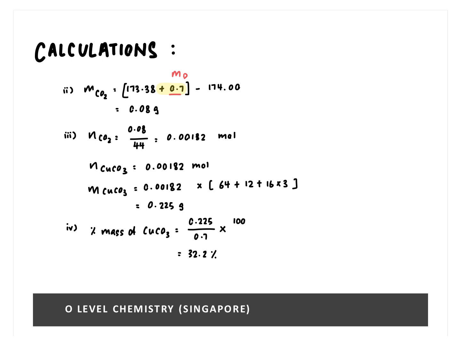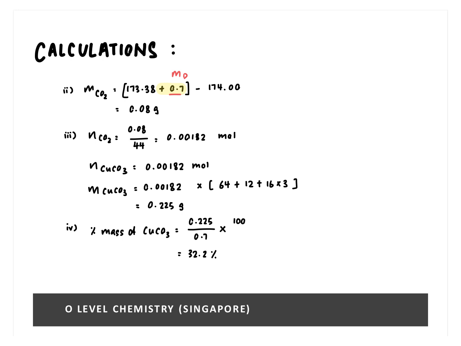So taking the initial mass minus the final mass, you will get the mass of carbon dioxide. The remaining calculations are very routine. You just need to find the number of moles of carbon dioxide. By comparing mole ratio, you will get the number of moles of copper(II) carbonate. Multiplying by the molar mass, you will get the mass. And then you just take the mass of copper carbonate divided by the mass of D, multiplied by 100 to get the mass percent.